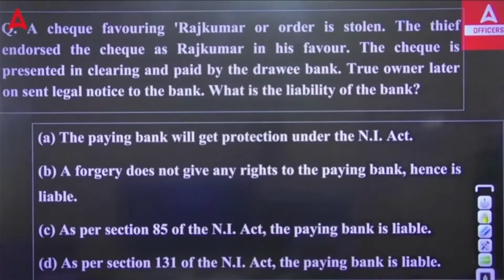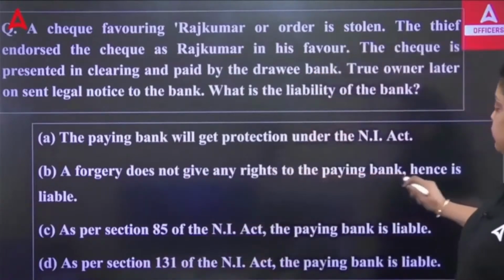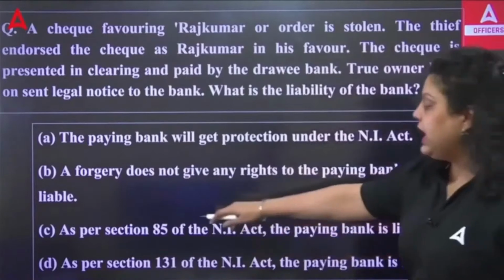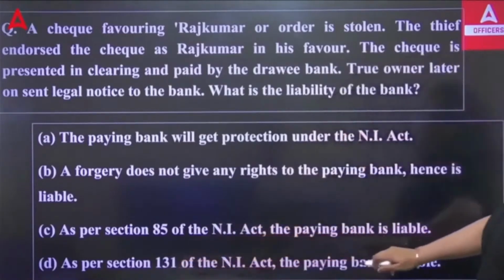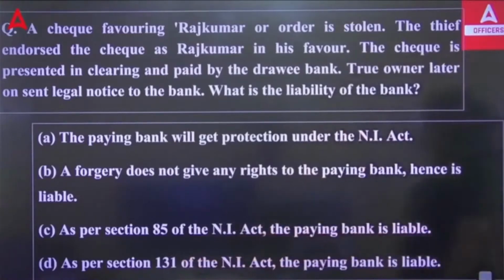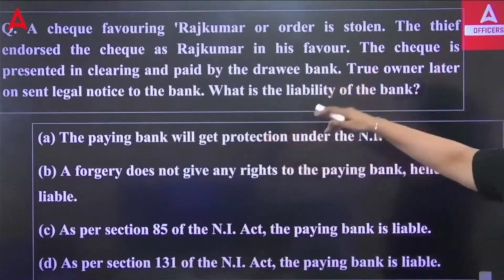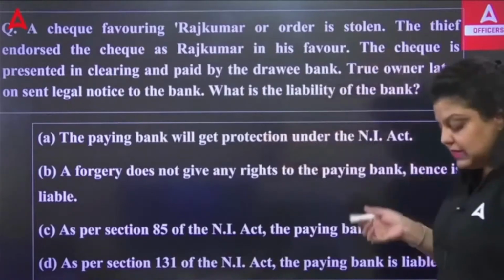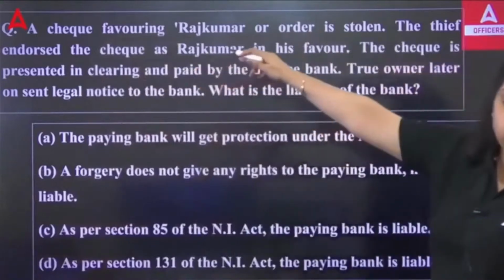The first option says the paying bank will get protection under the Negotiable Instruments Act. The second says forgery does not give any rights to the paying bank, hence it is liable. As per Section 85 of the NI Act, the paying bank is liable. As per Section 131 of the Negotiable Instruments Act, the paying bank is liable. So we are saying the check favoring Mr. Rajkumar or order is stolen, and the thief endorsed the check. The thief has done what? Endorsement. He transferred the check as Rajkumar in his own favor. It means he has forged the signature of Rajkumar. That's why he was able to endorse the check.